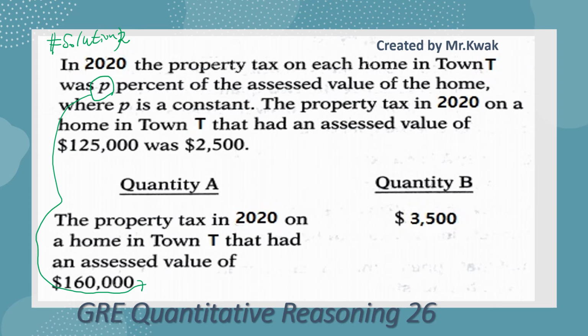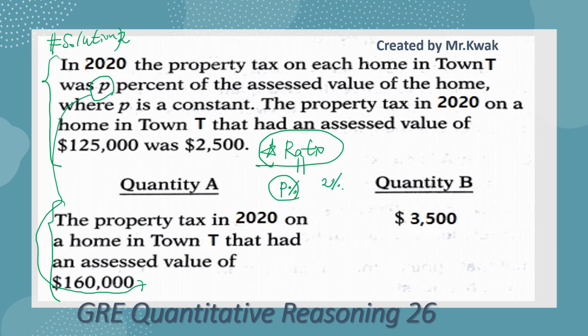So let's think about it. We can just think about the ratio, guys. Is that correct? Yes, right. Because the ratio of the sentences is the same as the ratio of quantity A. And then the ratio was p%, which means 2%. However, we don't have to know that. So let's look at it.